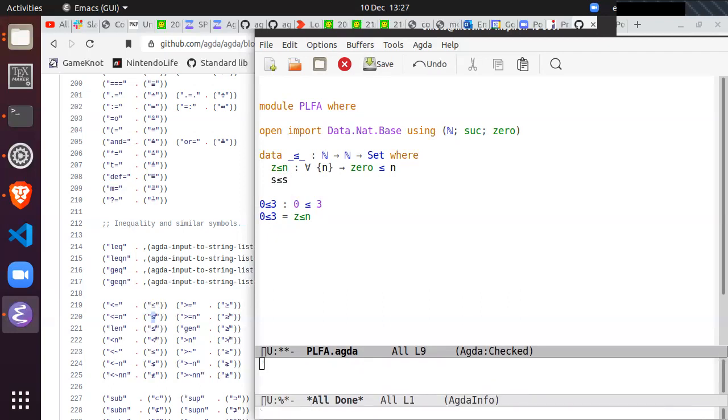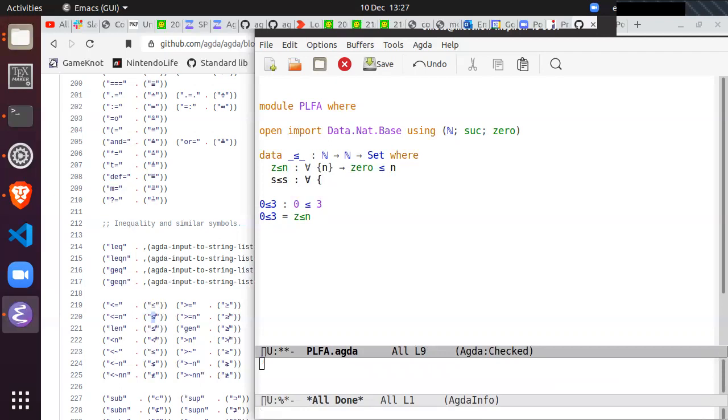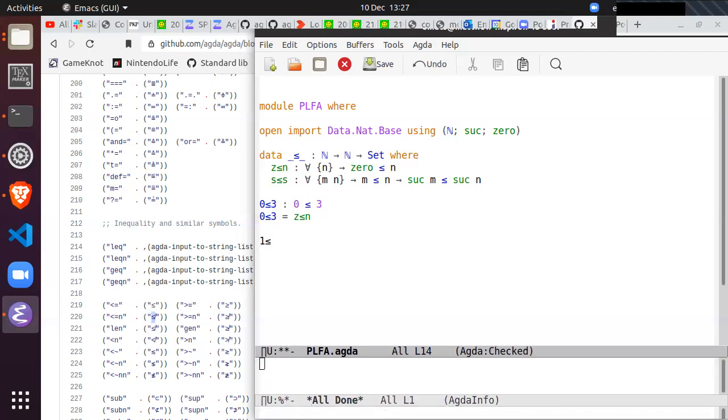And indeed, so what does that say? Well, it says that for all m and n, if m is less than or equal to n, then we can prove that suc of m is less than or equal to suc of n. So the successor of m is less than or equal to the successor of n. And using that, we can, for instance, prove that 1 is less than or equal to 4, for example.